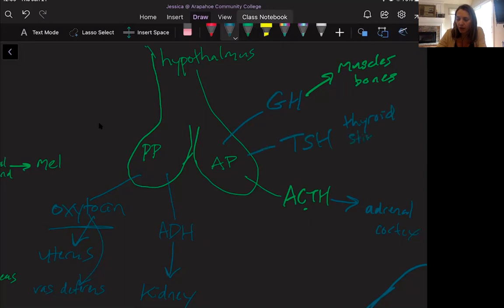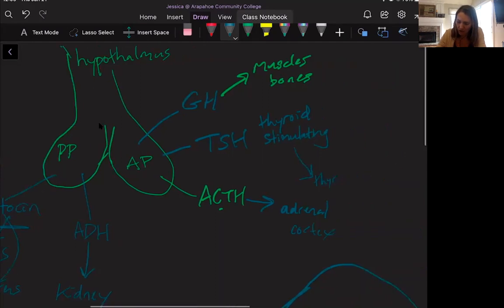So thyroid stimulating, and then the H is hormone. So this one, guess what its target organ is going to be? It's going to be your thyroid, of course. It's going to be your thyroid.